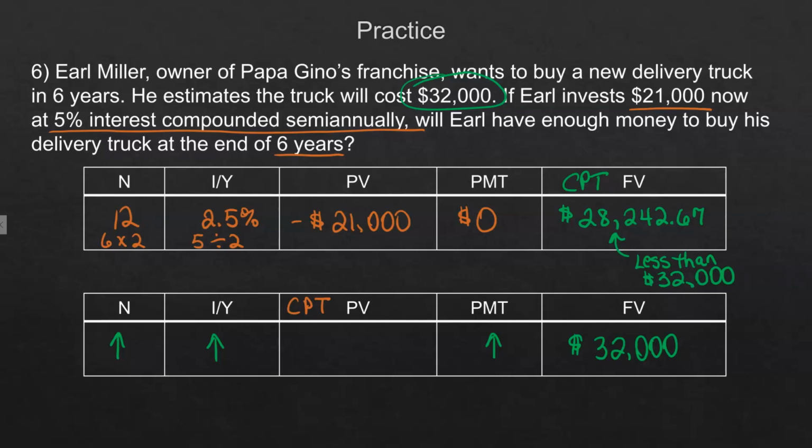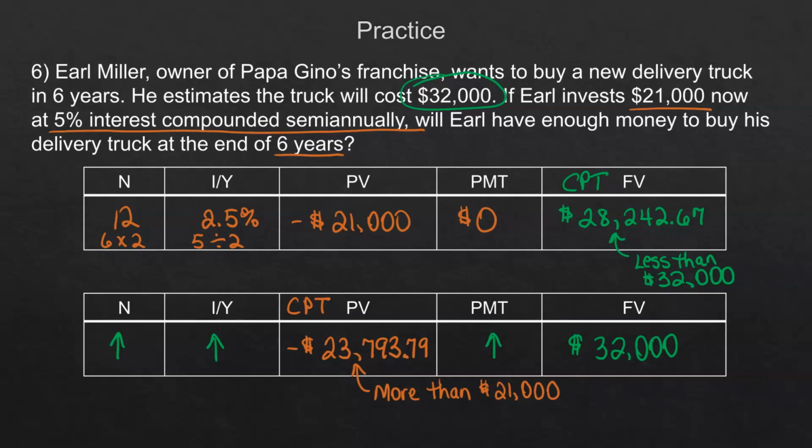Sometimes I just get a little tongue-tied. All right, so when you compute the present value, you find that he would need $23,793.79. So he's a little short because this is more, right? It's more than $21,000, which is what he currently has.